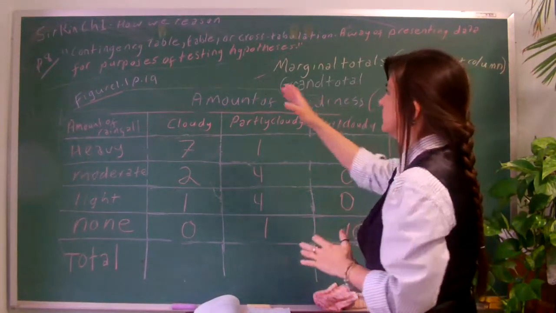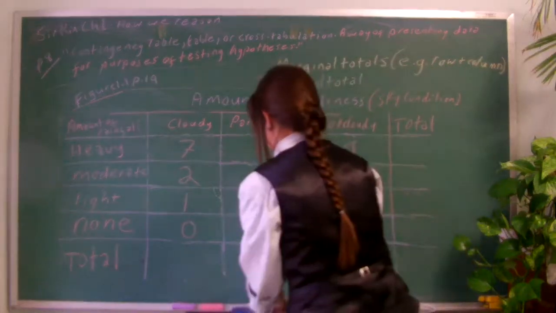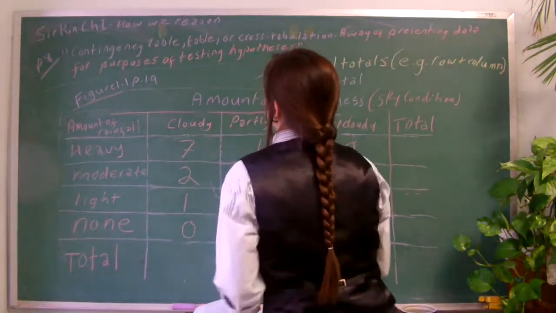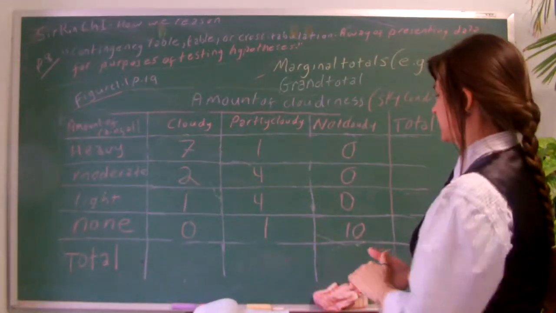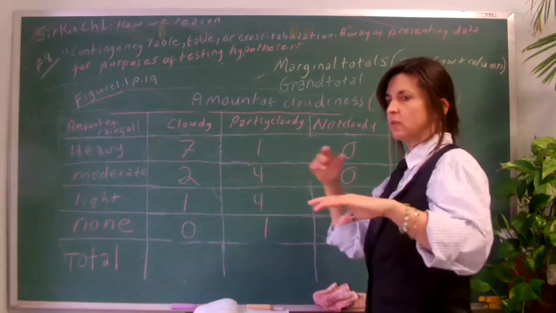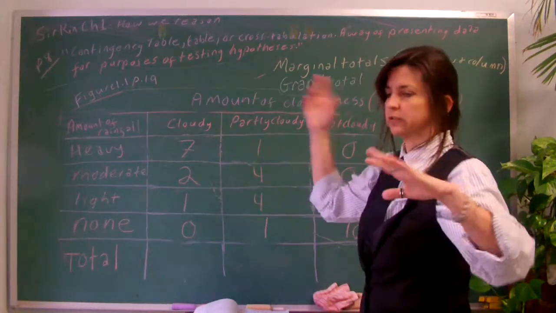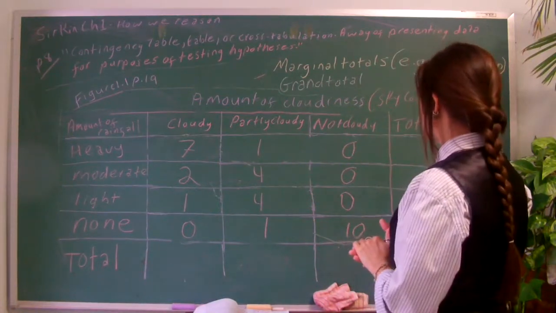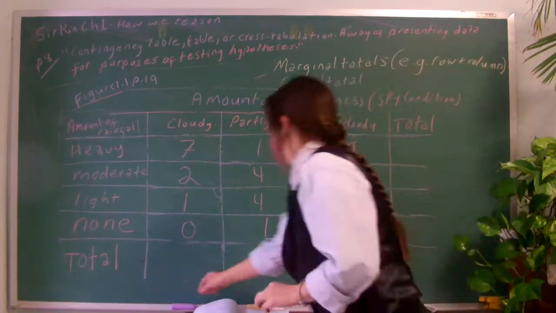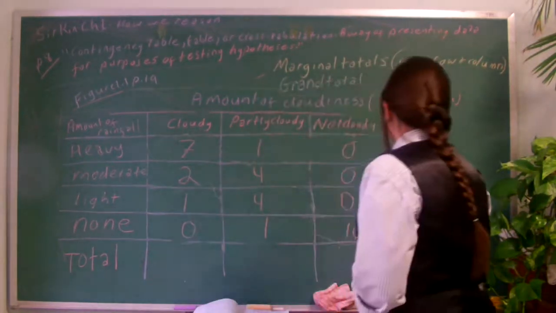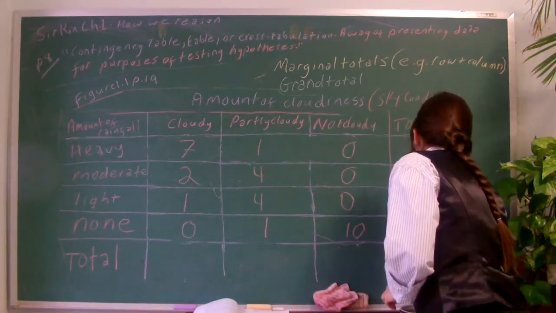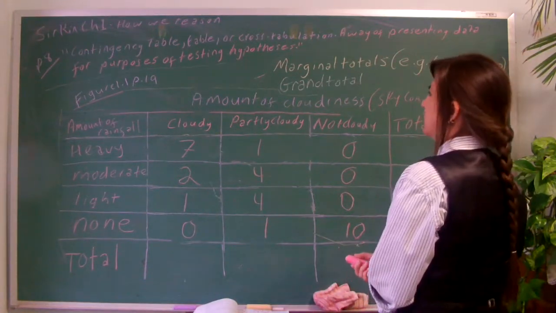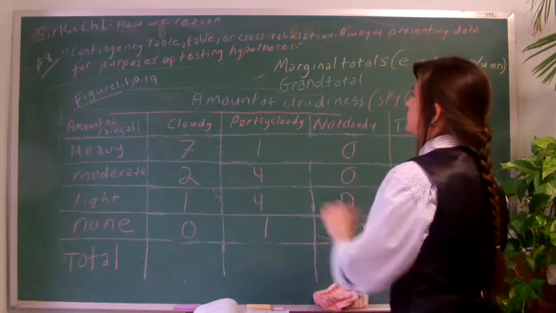So please turn to page 19 of your Sirkin textbook. What Sirkin's doing here is he has this little hypothesis that the more clouds there are, the more rain there's going to be. So he wants to deduce this and look deeper at this. So he's going to evaluate it for 30 days.